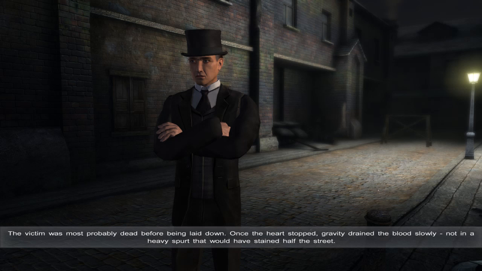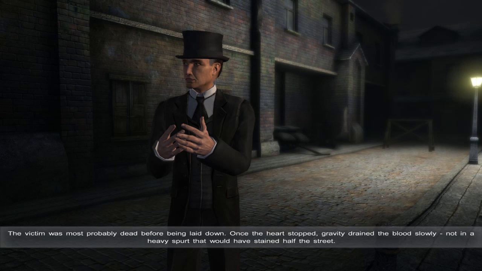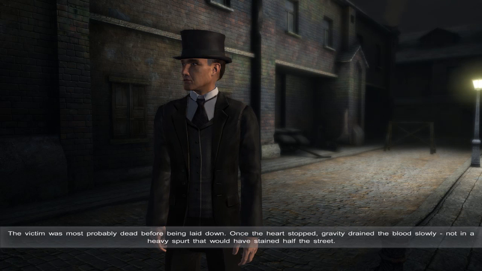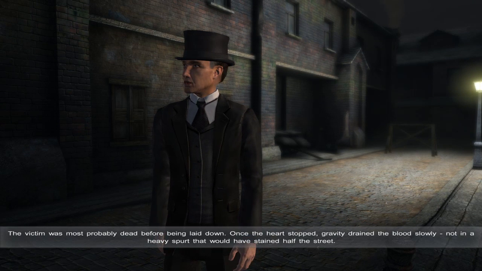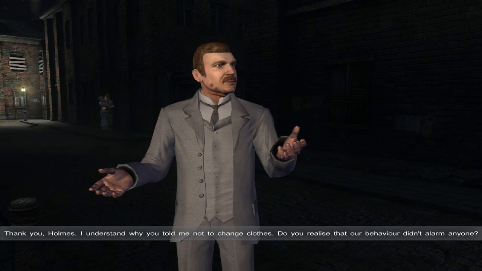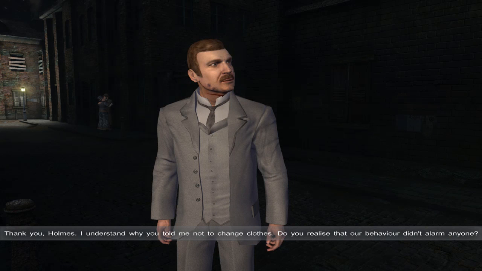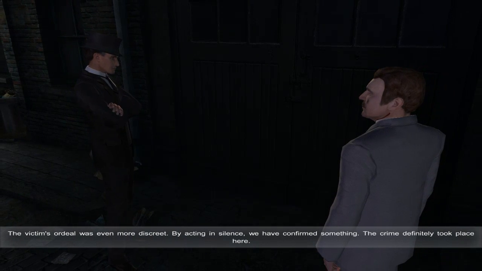The victim was most probably dead before being laid down. Once the heart stopped, gravity drained the body slowly, not in a heavy spurt that would have stained half the street. Thank you, Holmes. I understand why you told me not to change clothes. Do you realize that our behavior didn't alarm anyone? The victim's ordeal was even more discreet.